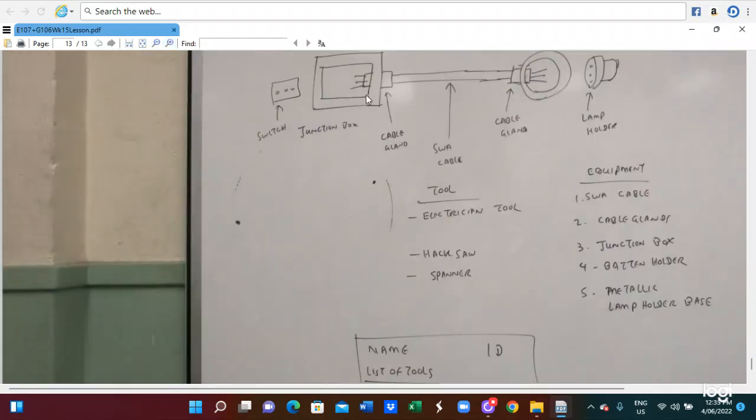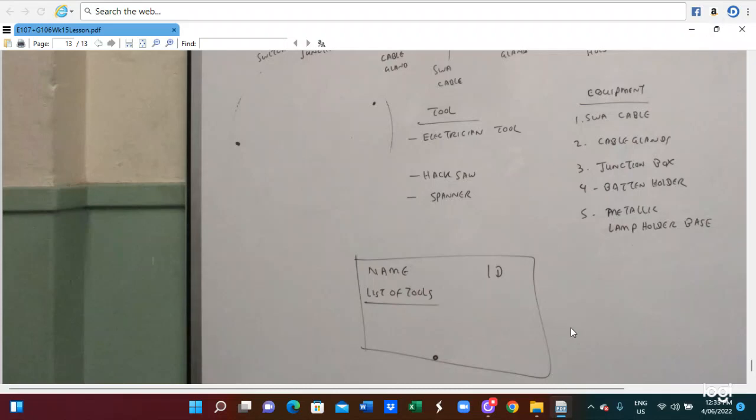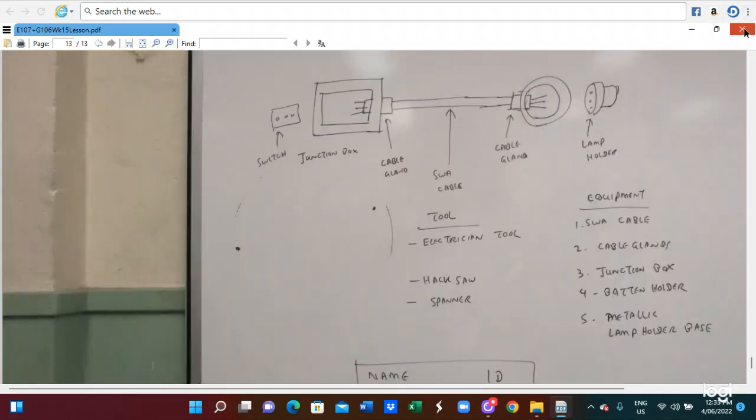So this is the straight junction box, cable gland, cable, and also the lamp holder. We need an electrician's hacksaw and spanner. Equipment includes the SWA cable, cable gland, junction box, batten holder, and the metallic lamp holder base is also included. So this is the electrical trade too.